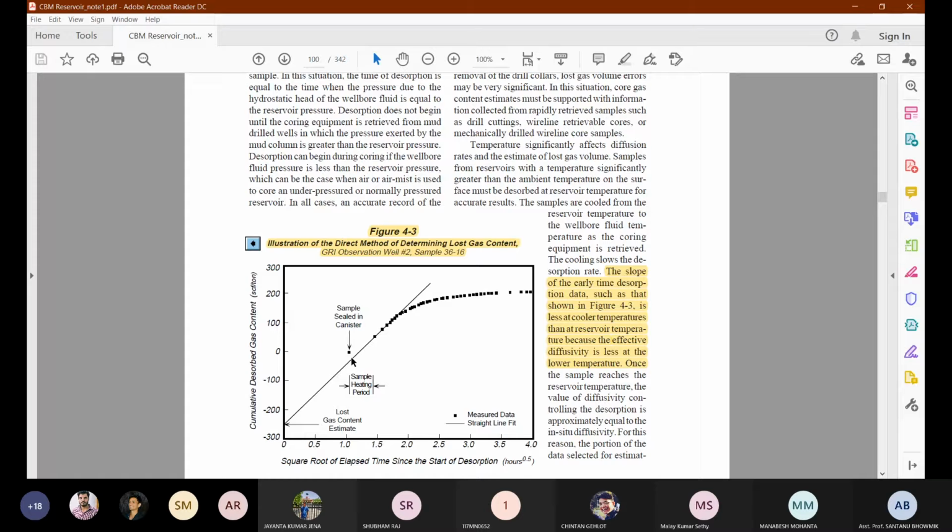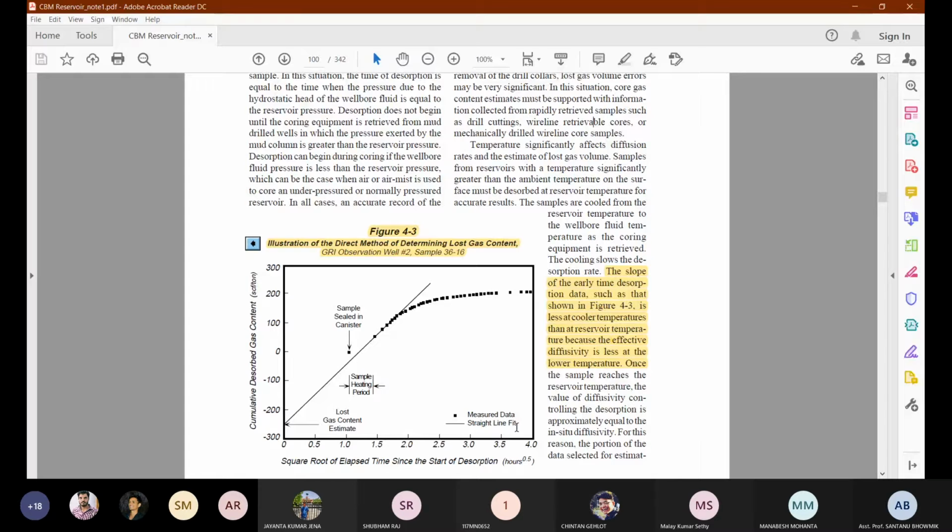Do you understand this situation? Do you understand the graph now? It is very important, okay? The defined step-by-step procedure we are going to consider for the lost gas scenario is very important to understand. That's why, if you see the measured data, the points are plotted on the graph based on the readings you take from the stopwatch and the desorption canister gas volume, whatever gases you are going to collect.